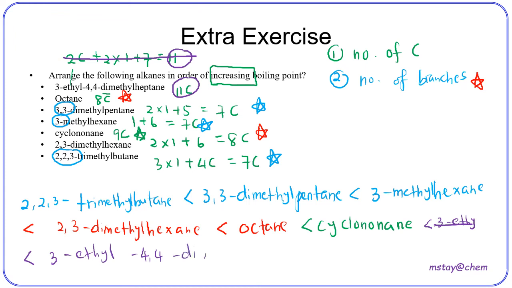So I put it over here, 3-ethyl-4-dimethylheptane. So I hope you already have the idea that when we want to arrange the boiling point for alkanes, first we look at the number of carbon. If they have a similar number of carbon, then we will look at the number of branches. So basically we have already finished the part on boiling point.